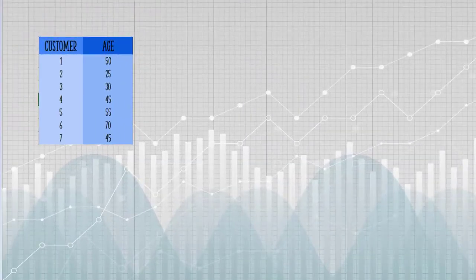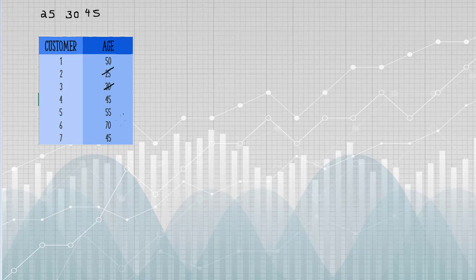Let's look at an example of how you would make a box plot. This data shows ages of coffee shop customers. The first step is to order the numbers from smallest to largest. We are interested in the ages of the customers, so ordering the ages from smallest to largest, we get 25, 30, 45, 45, 50, 55, and 70.